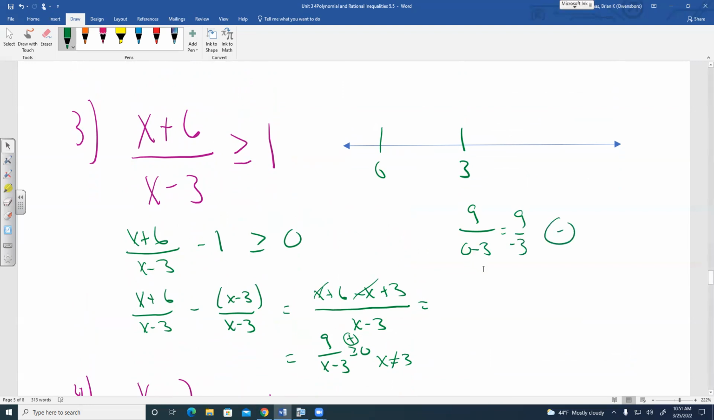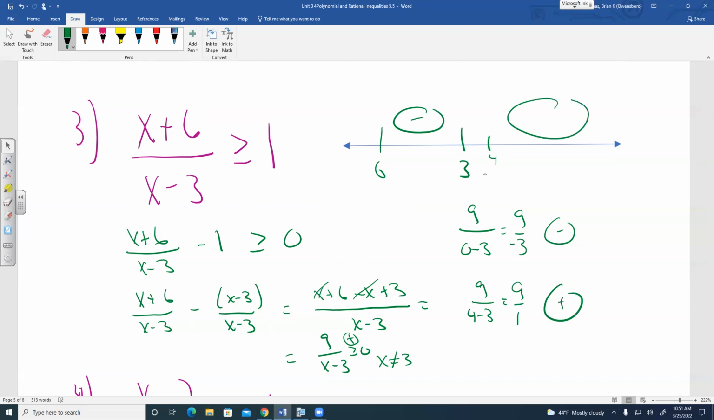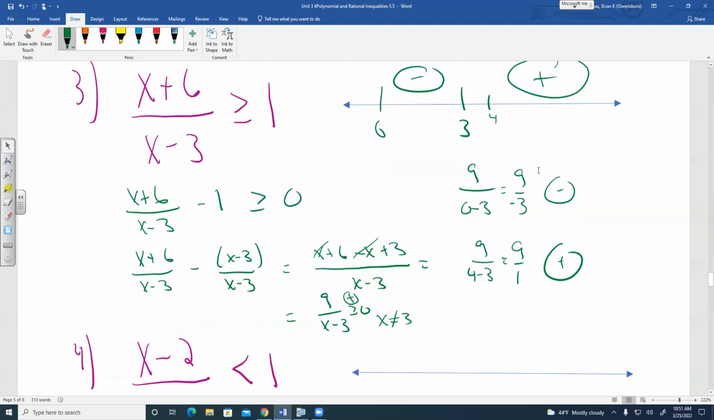So let's pick something right of 3. Right of 3 would be maybe like a 4. So this is going to be negative over here. Right of 3 would be a 4. So I have 9 over 4 minus 3. That's going to be 9 over 1. That's going to be positive. So it looks like right of 3, we end up with a positive value. So it looks like based on the strategy, we should have an answer that is to the right of 3.